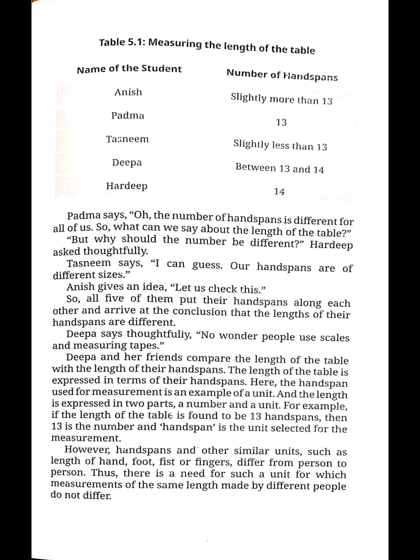Deepa and her friends compare the length of the table with the length of their hand spans. The length of the table is expressed in terms of their hand spans. Here, the hand span used for measurement is an example of a unit, and the length is expressed in two parts, a number and a unit. For example, if the length of the table is found to be 13 hand spans, then 13 is the number and hand span is the unit selected for the measurement.